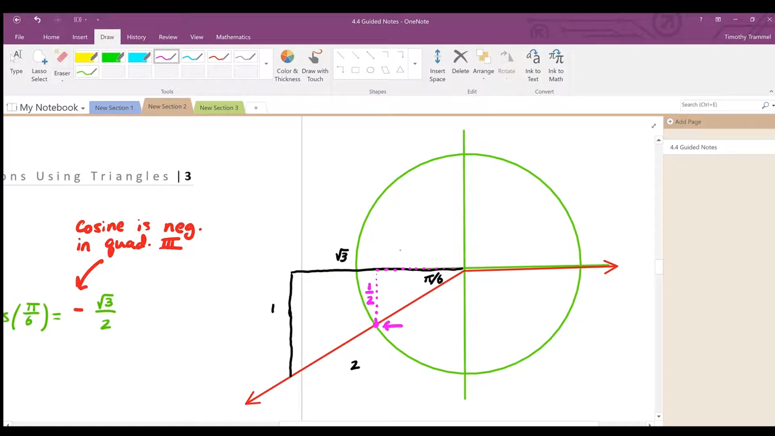And since that's the case, we know that this side length here is the square root of 3 over 2. Okay. Now notice the purple triangle here has side lengths that are just half of the ones for this black triangle. Okay, but they both have the angle pi over 6, and they're similar triangles.